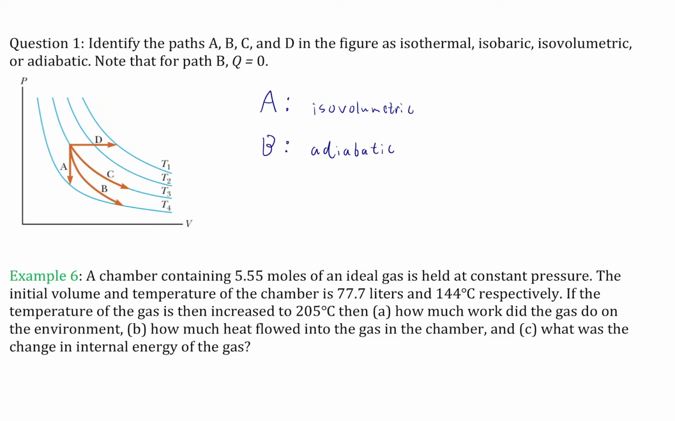B is adiabatic, because it crosses isotherms. And notice here that because it's expanding, going in the direction of increasing volume, it goes from a higher temperature T3 to a lower temperature T4. So it cools as it expands because it has to.